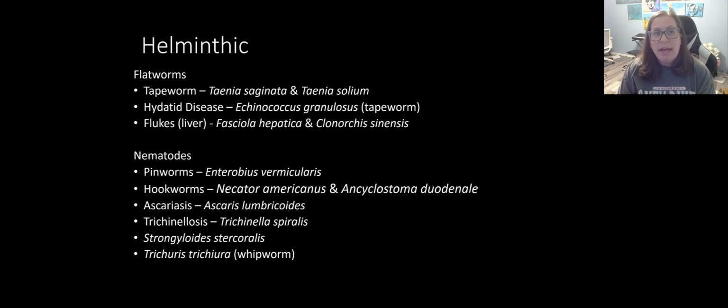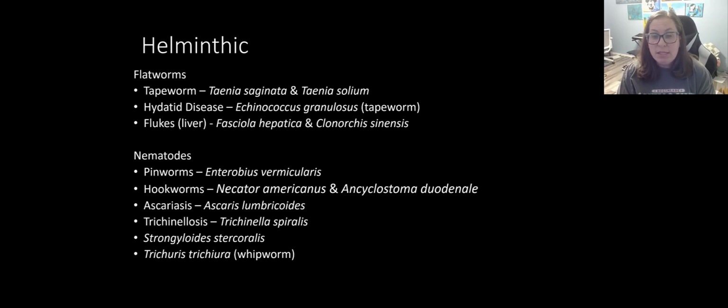The next group we want to look at are the helminths, the ones that are the worms. There are two main groups of worms that can cause infection. Remember, there are the flatworms. The flatworms are known as the Platyhelminthes group. This is going to be tapeworms. It's also going to include hydatid disease and also flukes, specifically the liver flukes here in this example, because flukes normally get named based on where they like to reside and grow.